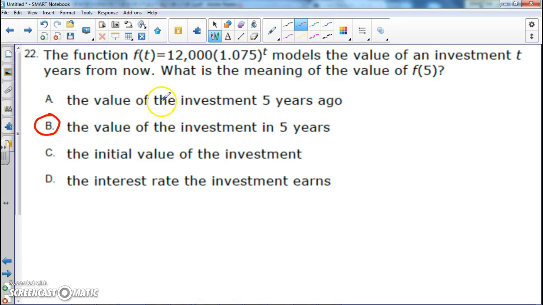Okay, it wouldn't be A, the value of the investment 5 years ago, because that's going back in the past, and you can't go back on an investment; an investment doesn't grow going back in time. It wouldn't be the initial value of the investment because the t stands for years from now. And the interest rate the investment earns, our t doesn't stand for interest rate, it stands for years from now. So that's why the best answer would be B, the value of the investment in 5 years.